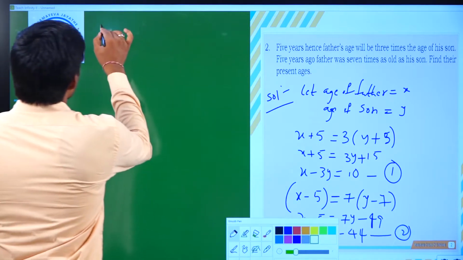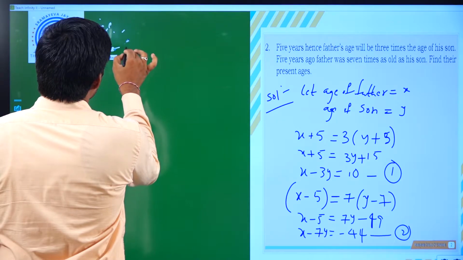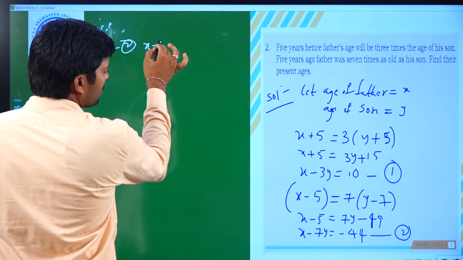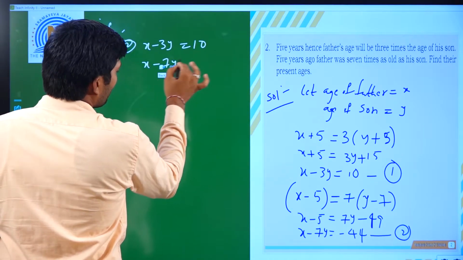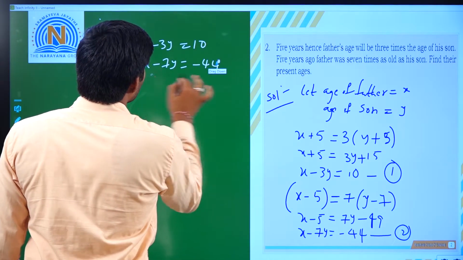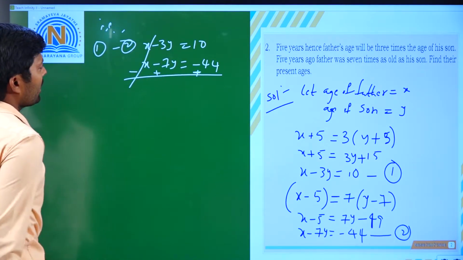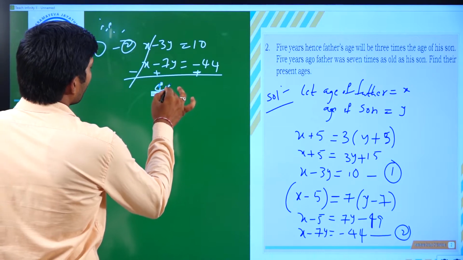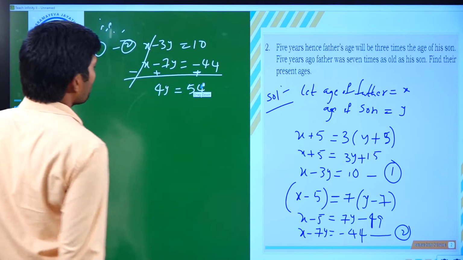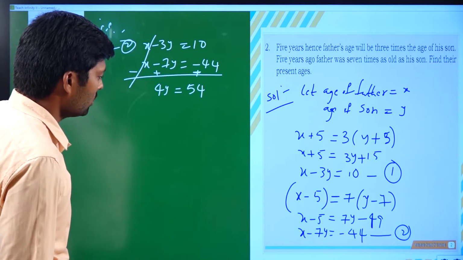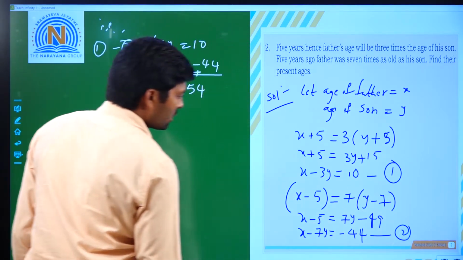From equation 1 minus 2, that is x minus 3y is equal to 10, and next, x minus 7y is equal to minus 44. Just subtract these two. Here minus plus plus. Here x and x will get cancelled. So 4y is equal to 54. So here it is 5 only.